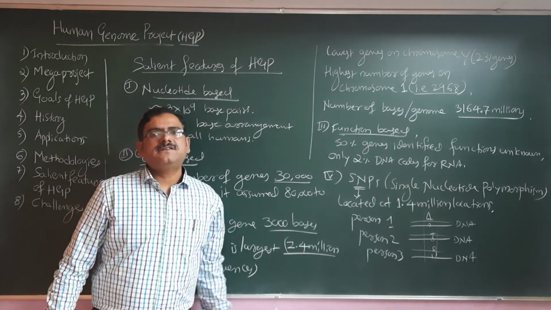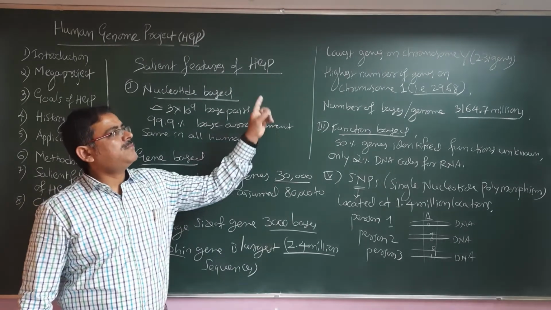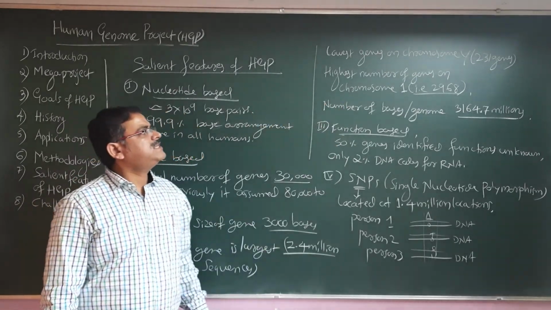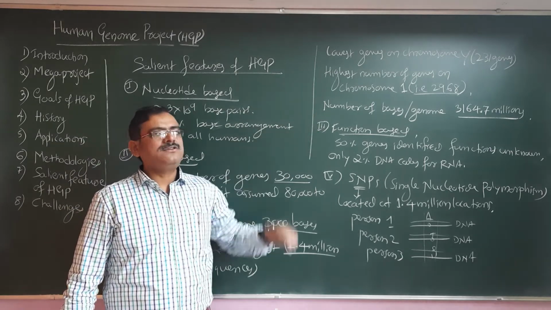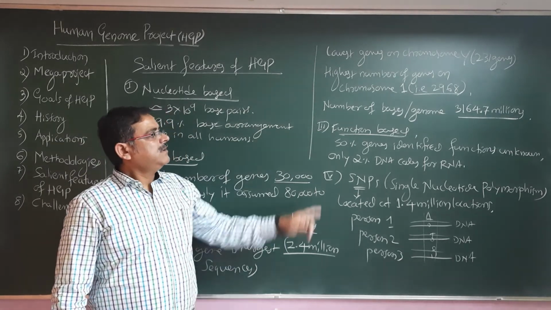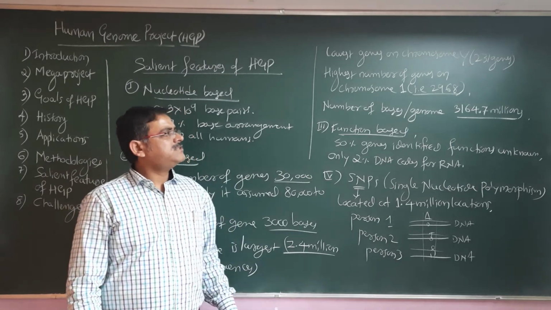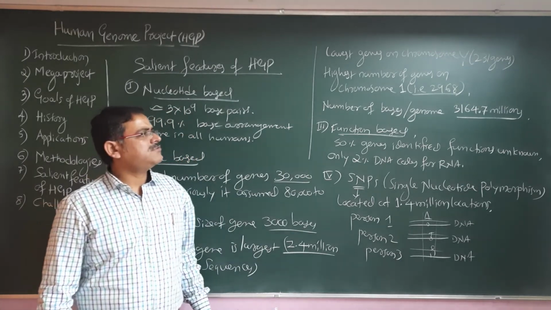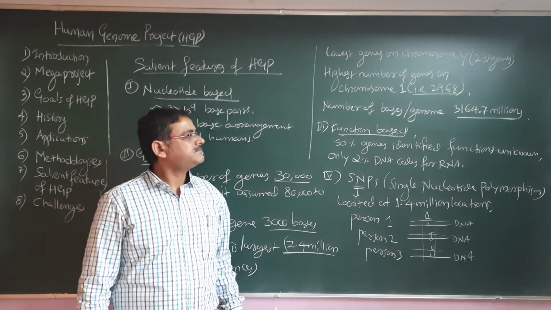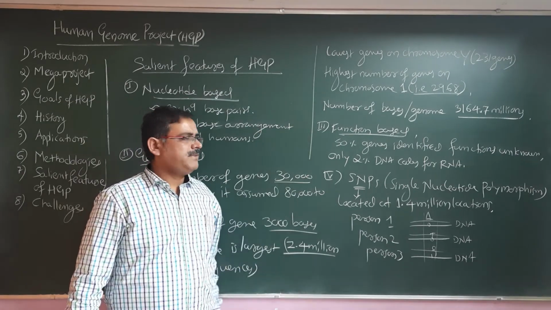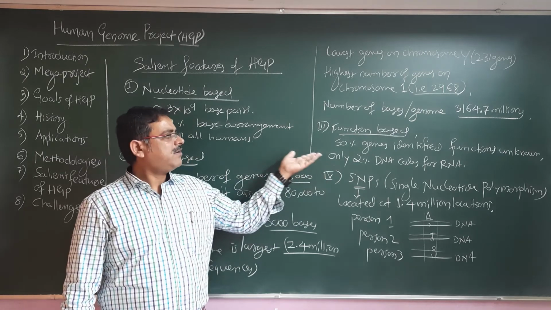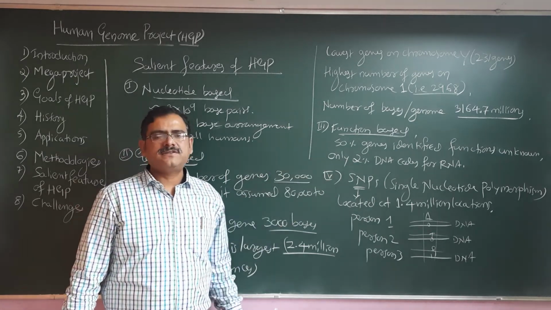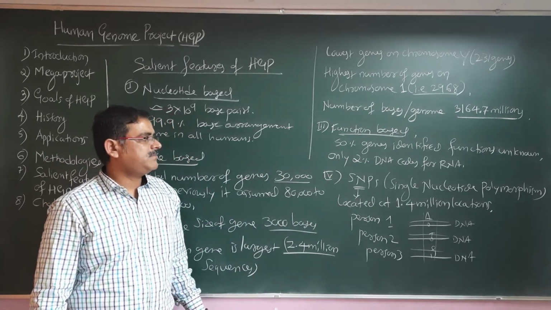Lowest number of genes is seen in the smallest chromosome. Why? It has hardly 231 genes. The large size chromosome is number 1. It has the highest number of genes, 2,968 genes. The number of bases per genome is 3,164.7 million. Functional based, mainly 50% of the genes identified, their function is still not known. Only 2% of the DNA is functional, that forms the RNA.